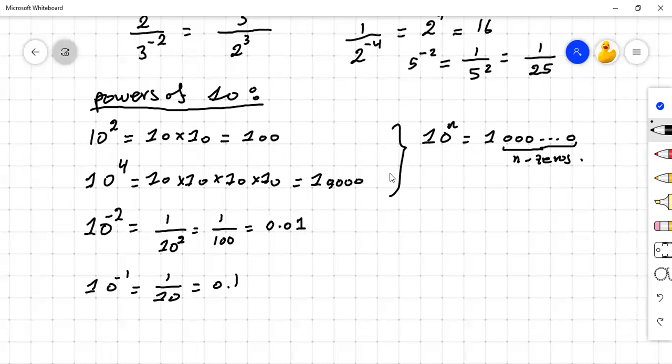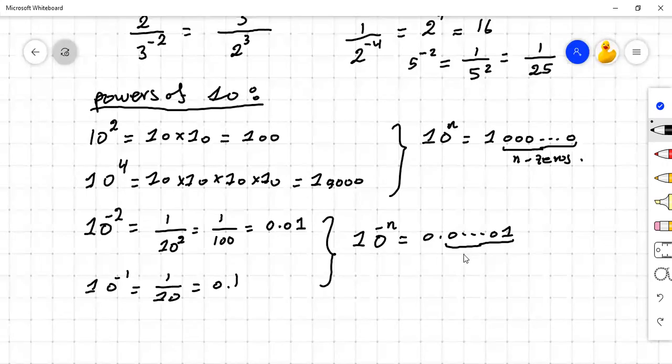So clearly here, if we have 10 exponent minus n, it is equal to 0.0, etc., 0, 1, and here we have n numbers after the decimal point. N numbers after the decimal. Okay, let's take some examples.